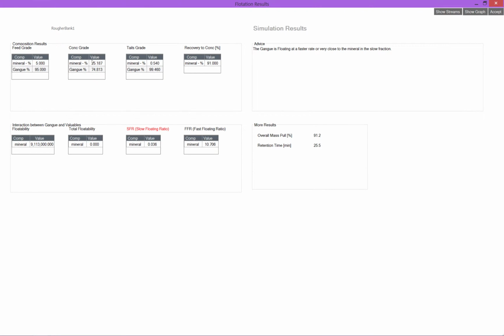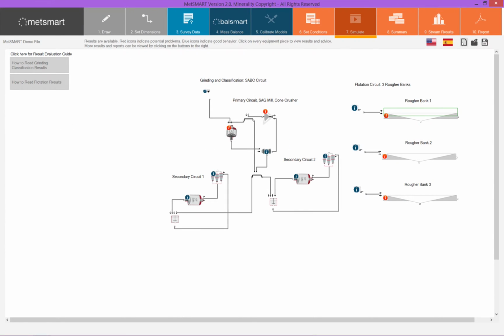So let's look only at the concentrate. That was 25%. So I'll make a note of this. Our base simulation had a 25% grade in the concentrate.